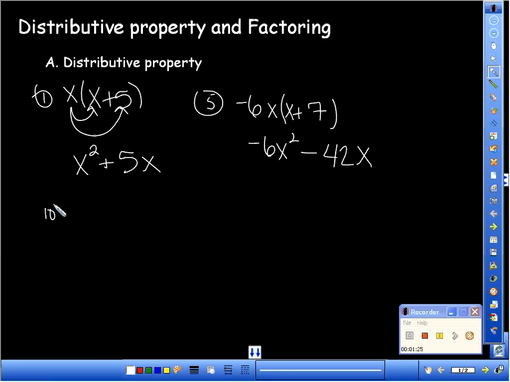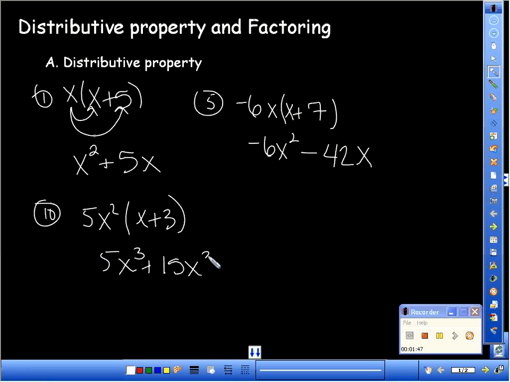And then let's look at number 10. 5x squared times the quantity of x plus 3. What do I get when I multiply 5x squared times x? 5x cubed. And what is 5x squared times 3? 15x squared.